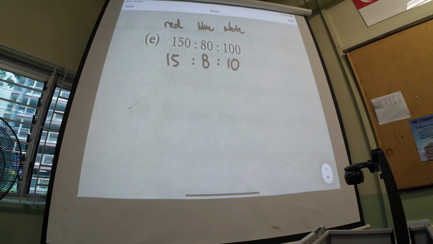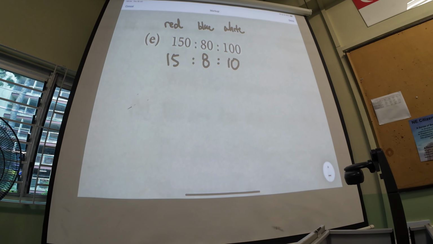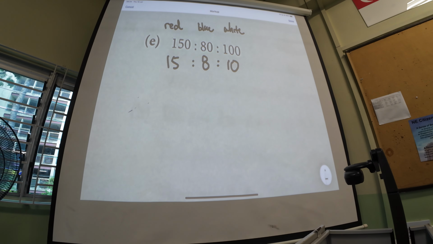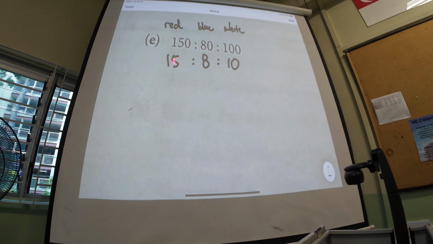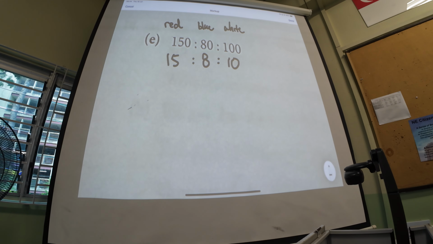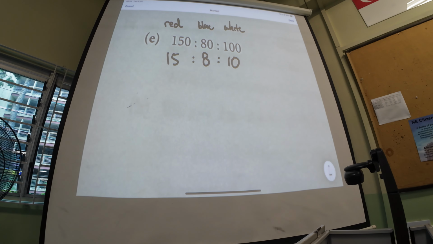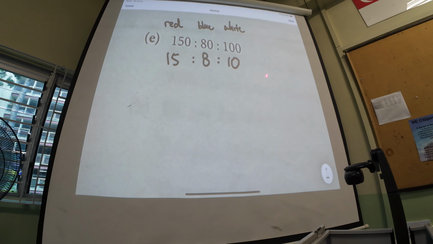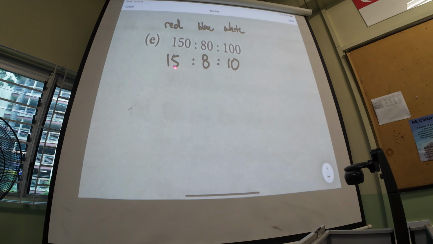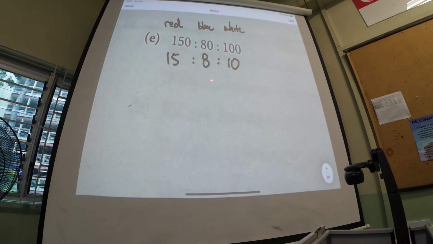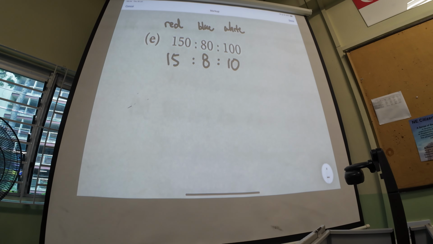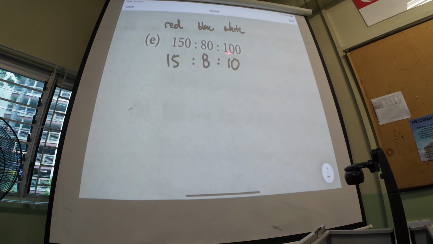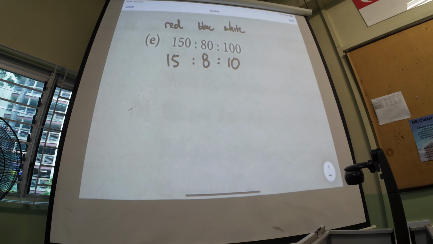Then I try to see if there are still any common factors, things that they all can divide by. Easiest to think will be 2. Then 15 cannot divide by 2 already. Odd number cannot divide by 2. Then any other common factor? All of them cannot divide by 3. This one can divide by 5. This one can divide by 5. This one cannot. Then after that, no more already. So this is the simplest already. Okay?